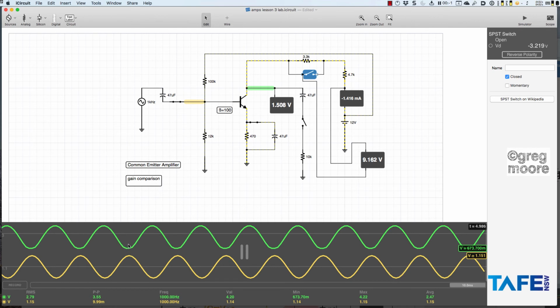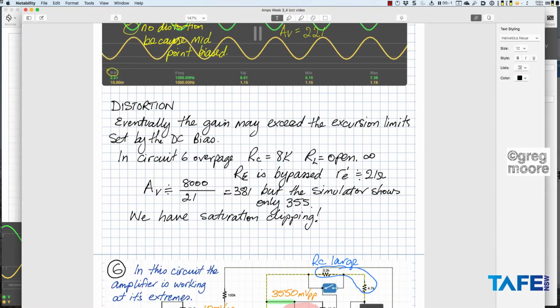You can just see it's starting to get a little bit distorted. It's not round like the top. It's got sort of chunkiness. It's missing something there. It's in fact starting to clip. Let's look at the notes.